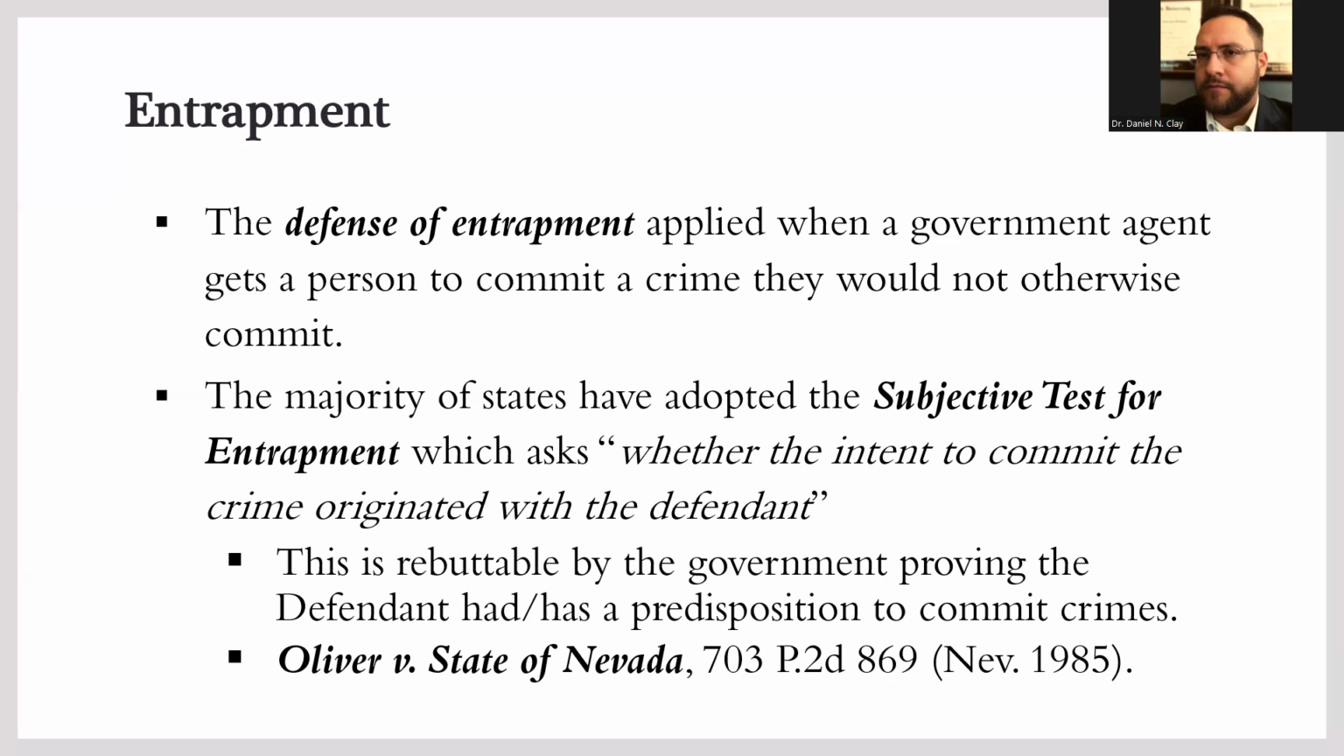So that being said, how do we check for entrapment? Well, there are two ways. Most states use the subjective test for entrapment, whereas a minority of states use an objective test. Most states use this subjective test, which basically asks whether the intent to commit the crime originated from the defendant. Did the intent originate from them, or did law enforcement put the idea into their heads?